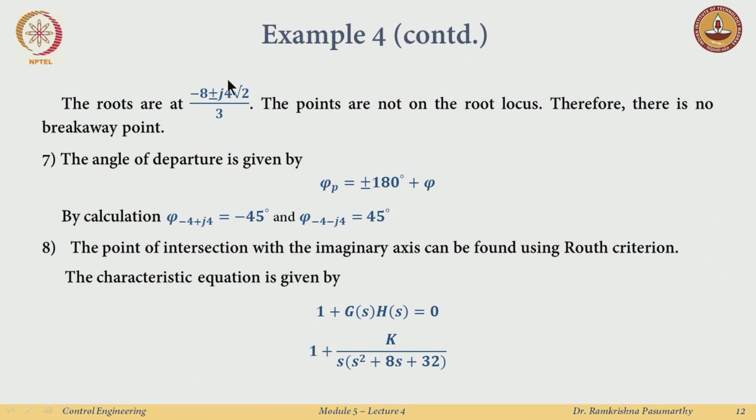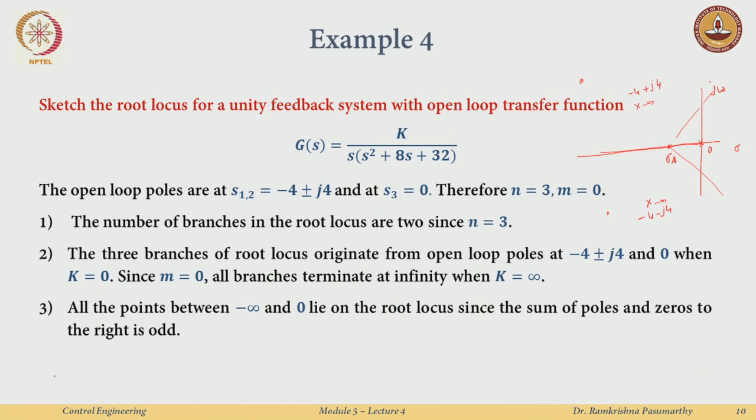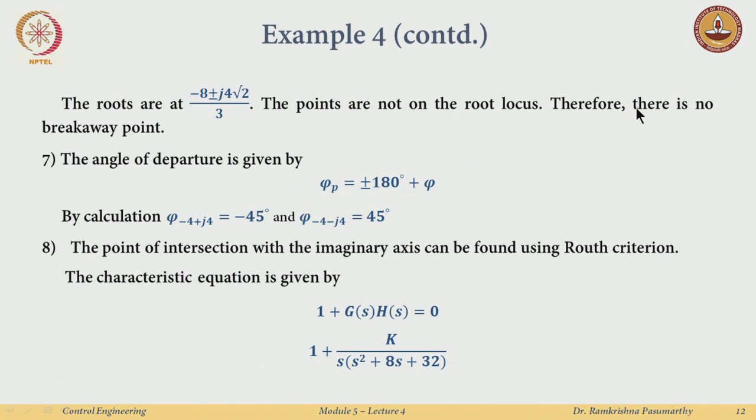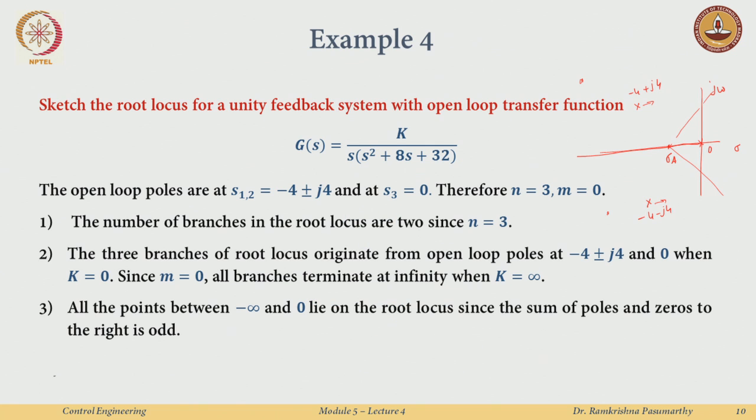Okay. Now, I am looking at the angle of departure at these guys. So, angle of departure would be computed by, so this angle and this angle. So, that should be straightforward to compute. So, this angle at minus 4 plus j4 would be 45 and minus 4 minus j4 would be plus 45. Okay. Now, since these are moving in this direction and the asymptotes are towards the right of the imaginary axis, there could be chances of these guys meeting the imaginary axis. So, let us see if that is true.